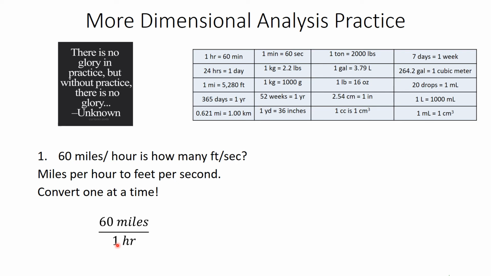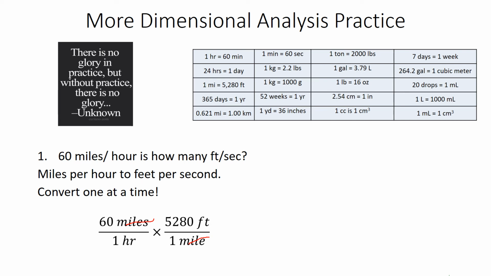So the first thing I'm going to do is convert miles into feet. So I'm going to go 60 miles, and as you can see up here, 1 mile is 5,280 feet. So I have miles at the bottom and feet at the top, and I can cross out my miles, and I'm going to get something equivalent to 60 miles per hour, but this time it's expressed in feet per hour because my hours haven't canceled yet.